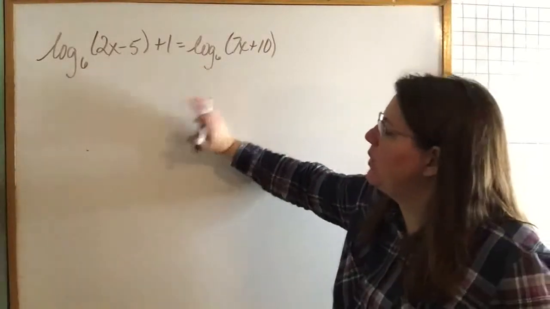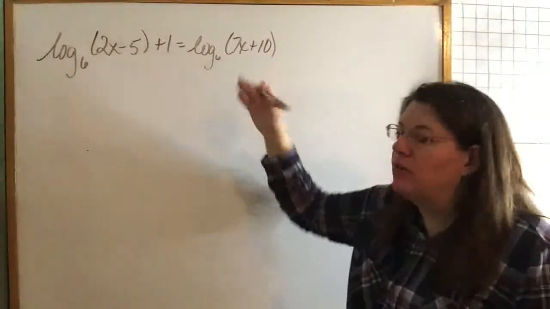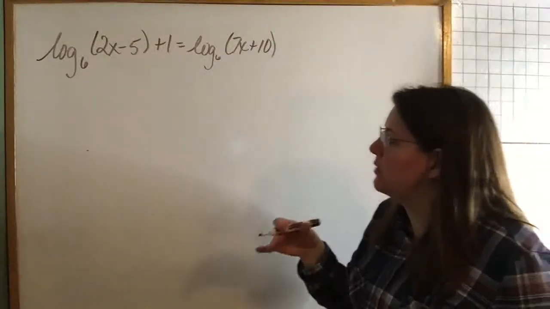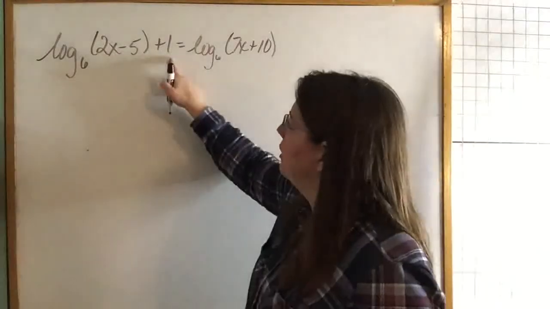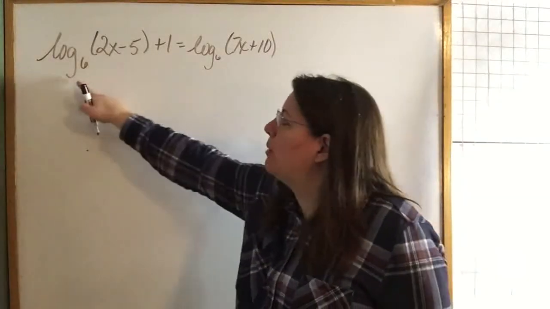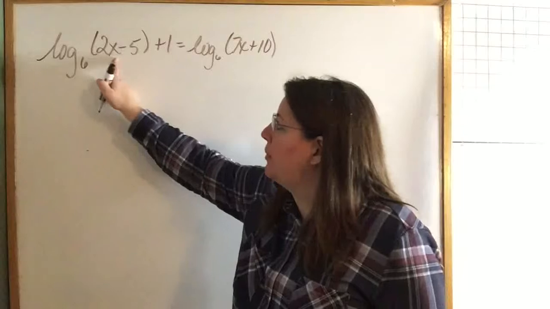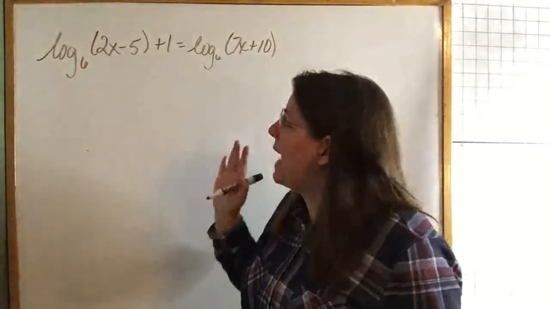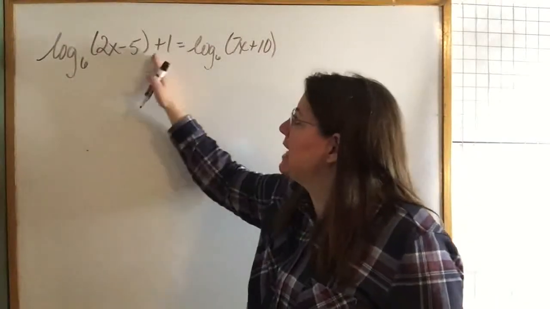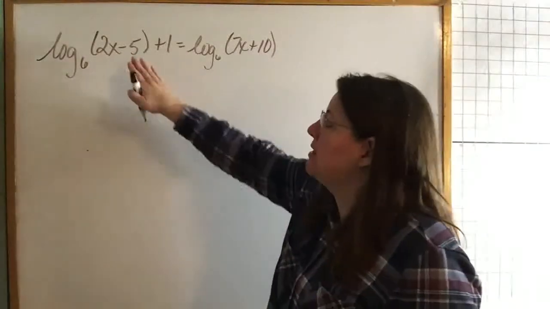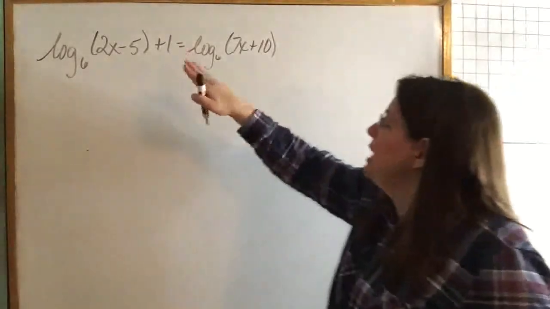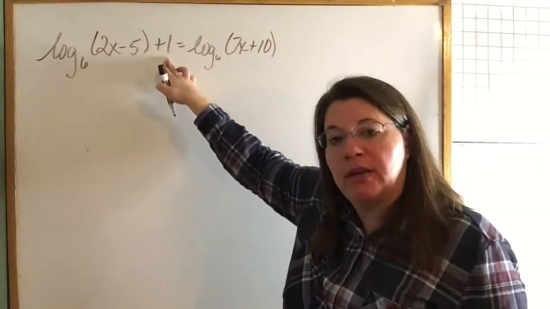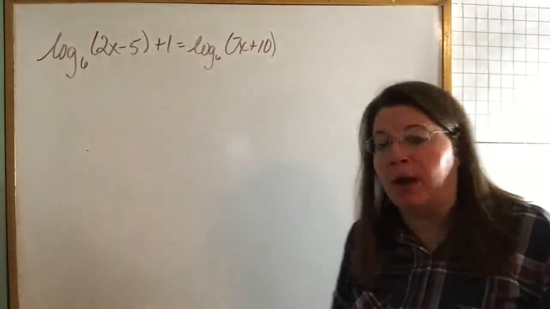They'll look at this and say, okay, this has logs on both sides, so they'll try to drop the log base 6 and set those equal to each other. Well, you can't do that here because this plus 1 is separate from the log base 6. It is not part of this. It's a separate term, so we can't combine that to make it log base 6, and I cannot say 2x minus 5 plus 1 equals 7x plus 10, because this 1 has no log base 6. So I'm going to have to find another way to do this problem.